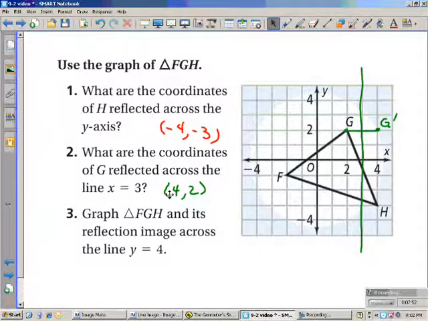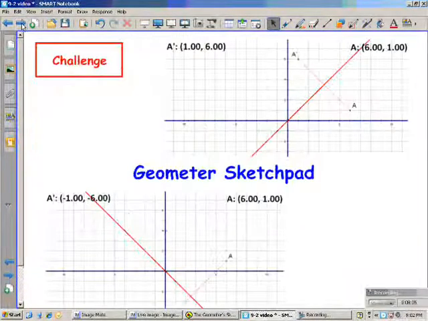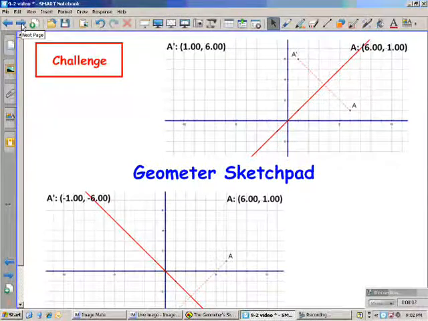Graph triangle FGH and its reflection across y equals 4. Now since that will kind of go off my grid, and we've done a couple examples like that, I won't do that one in this video. Alright, so for a challenge problem that shows up on the homework, we have the line not be just horizontal and vertical, but a line that's diagonal. A line that's either y equals x or y equals negative x.